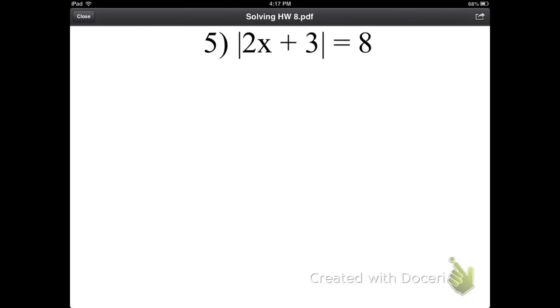Alright, moving on to 5 and 6. This is all that absolute value stuff. Yeah, good luck to us.